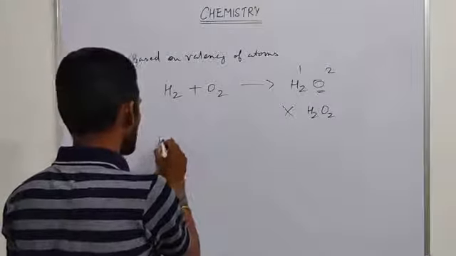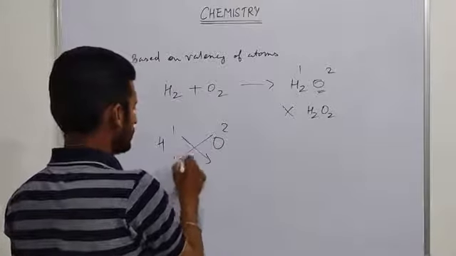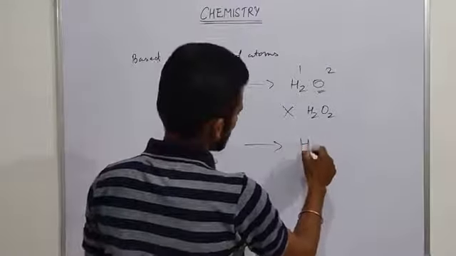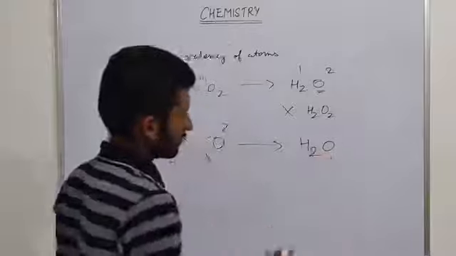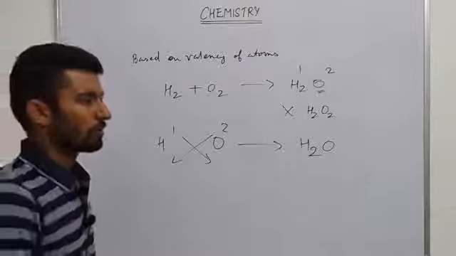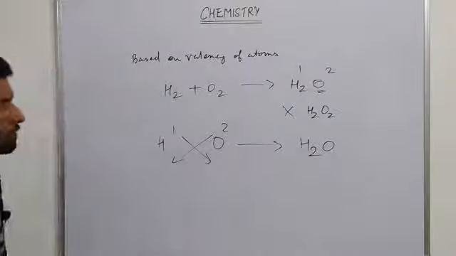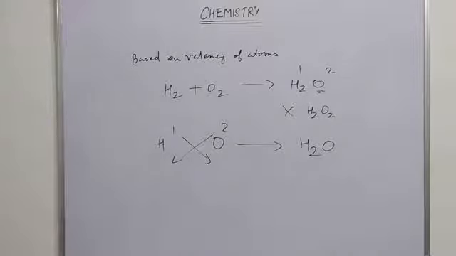Like earlier we had done, hydrogen 1, oxygen 2. So in order to satisfy the valency, it becomes H2O and not H2O2. So always remember that whenever the molecules or new products are formed, their atoms are always joined with the help of their valency. Clear?